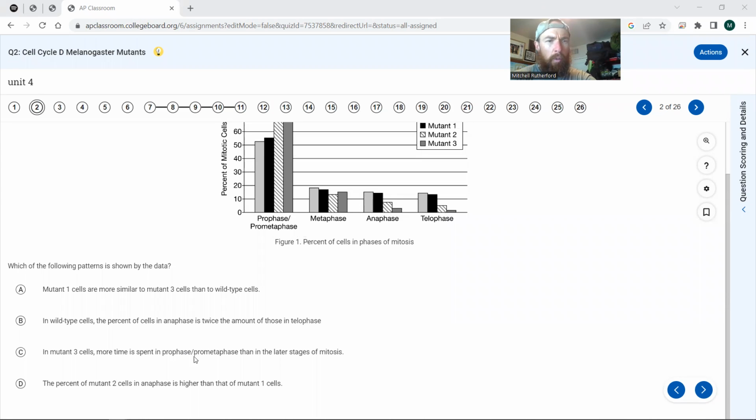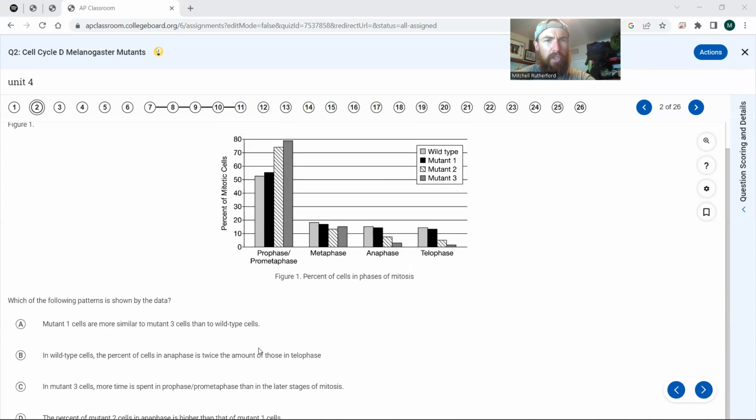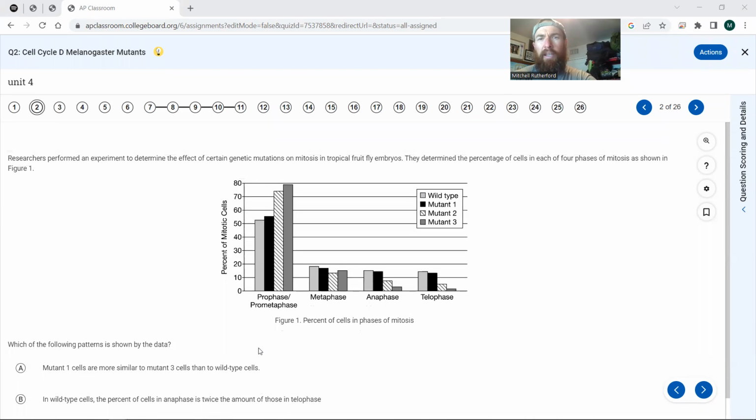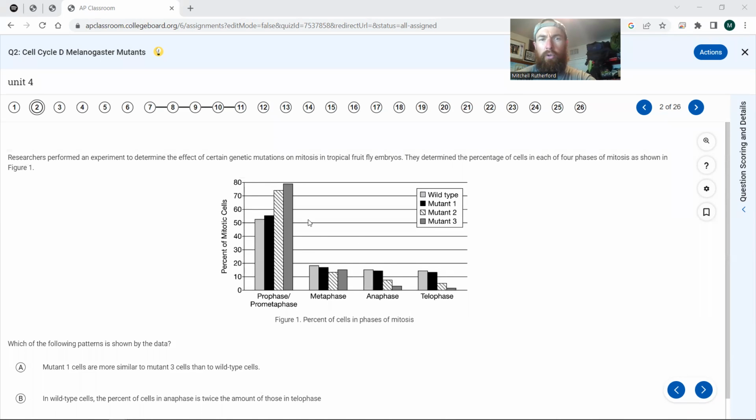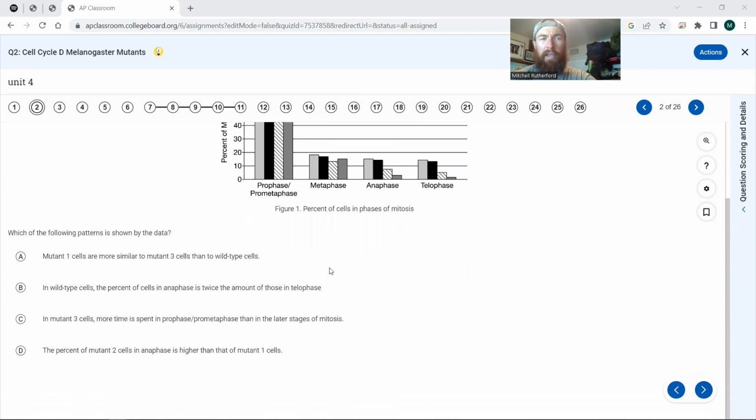In C, for mutant 3 cells, more time is spent in prophase than in other stages. No, I mean, that is true, but that has nothing to do with this graph. So I do like it better than A and B, but I'm going to move on to D.